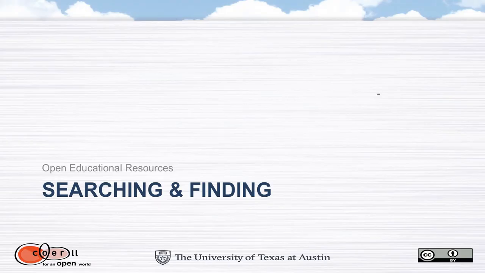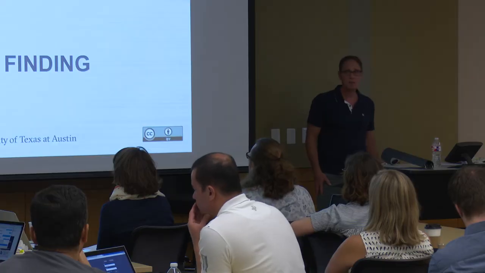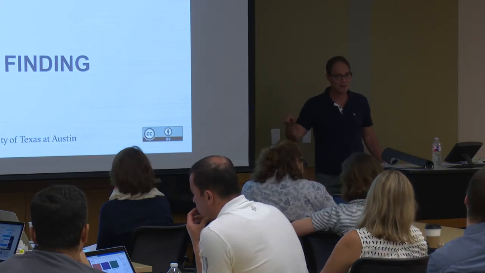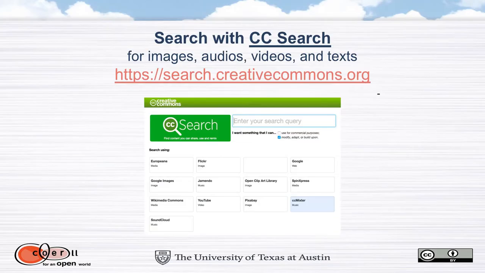Okay, so we're going to get to something that's really important then, and that's you have to be able to find the content, searching and finding. Sometimes people just search, but they never find. So I want them to be searching and finding. Okay. So this is the price of admission for this, I think. I tell people this, and this is what you need to know leaving this workshop. CC Search, it's your one place to go for finding open content on the web.